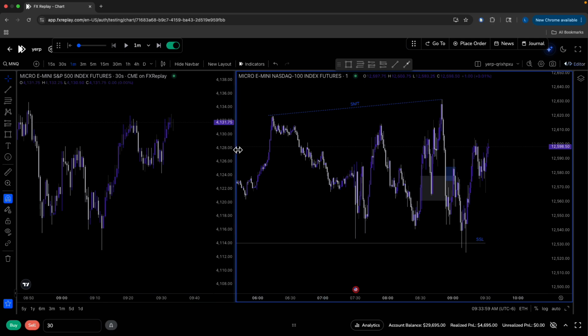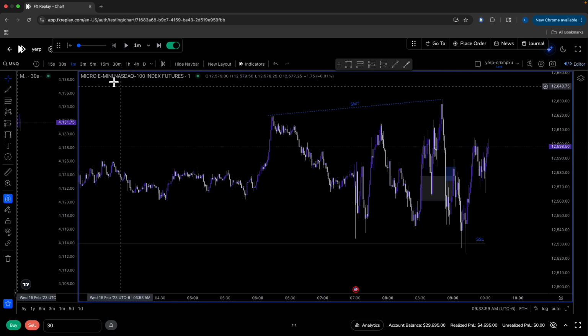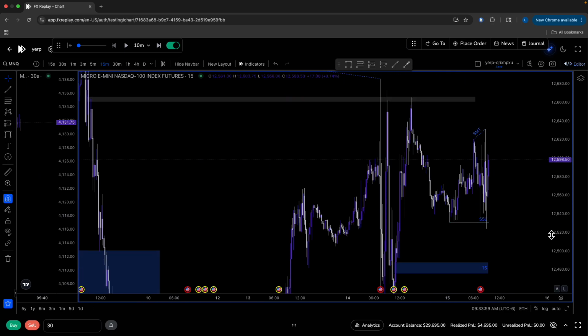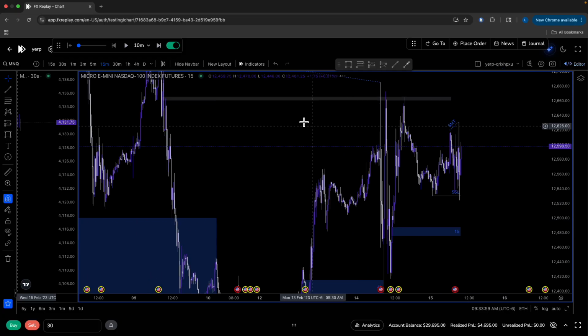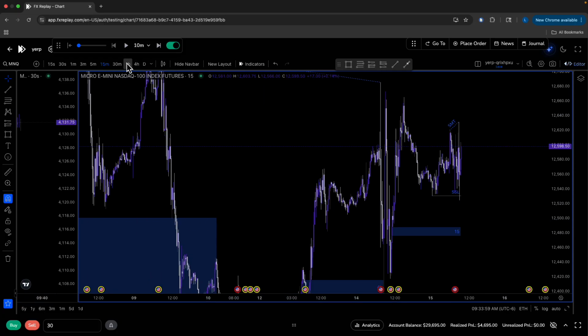A quick trade recap for this day. Really nice trade today. Very small trade, but very clean as well. So let's just go over that right quick.